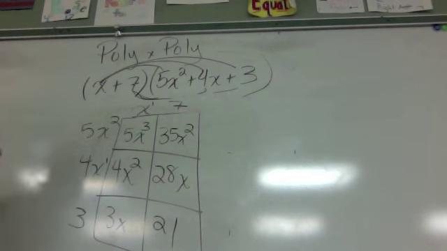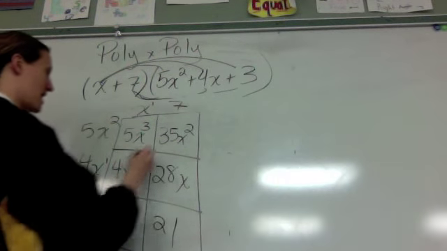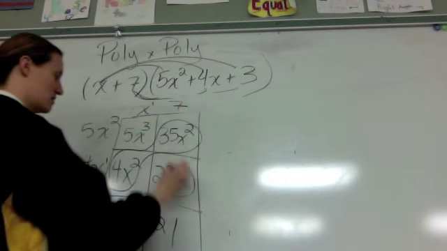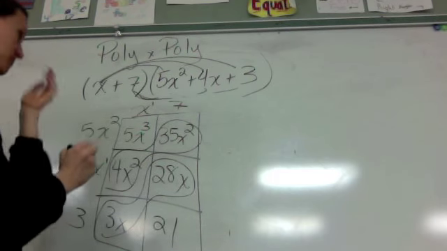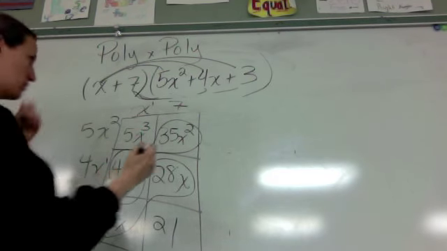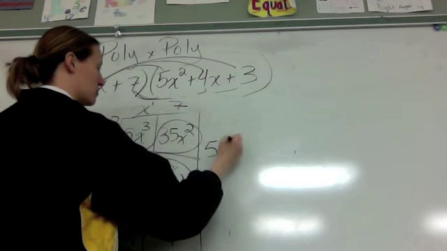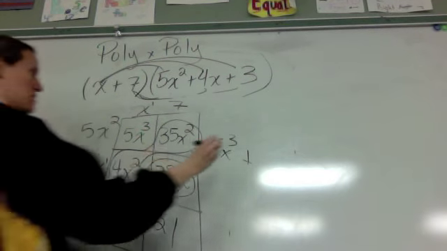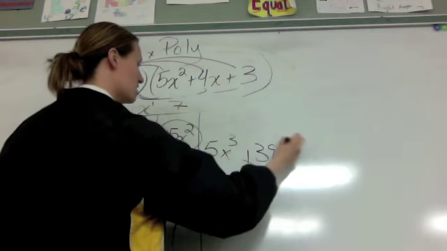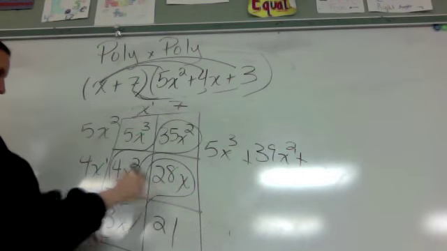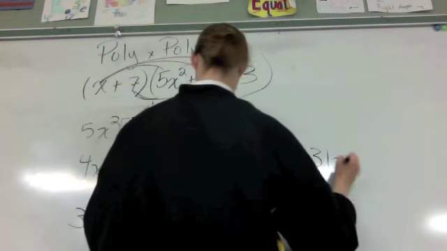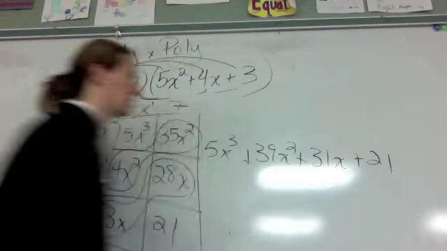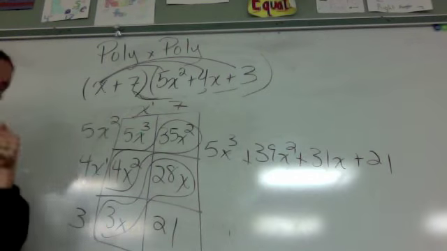Again, you need to look for your like terms. Sometimes in the box, they're a little easier to see. So now, again, you have to write the problem out. 5x to the third plus, that's going to give me 39x squared, plus, that will give me 31x, and then my constant plus 21, and that would give you your final answer there.